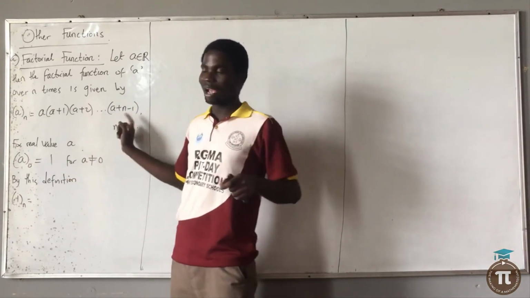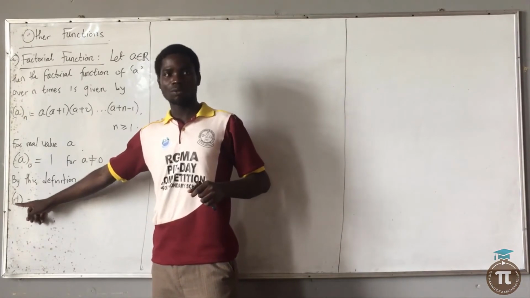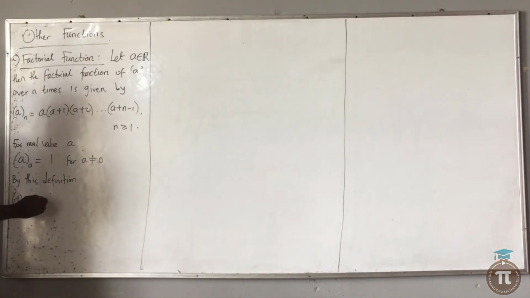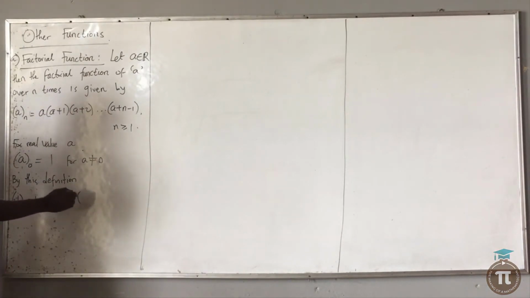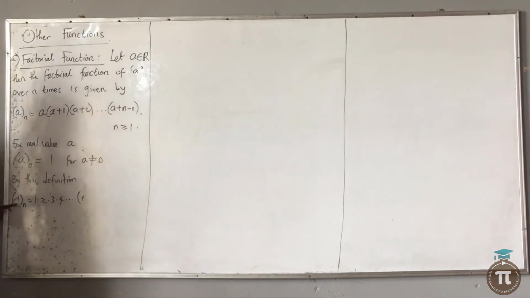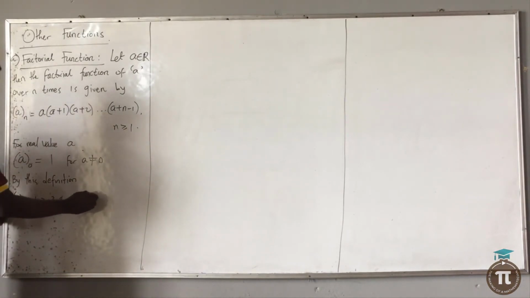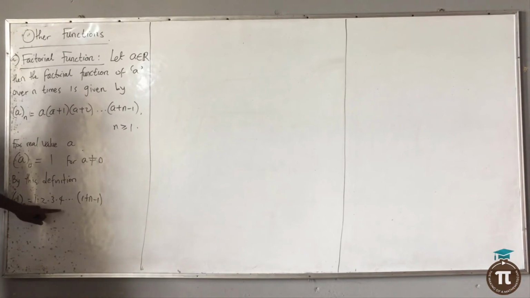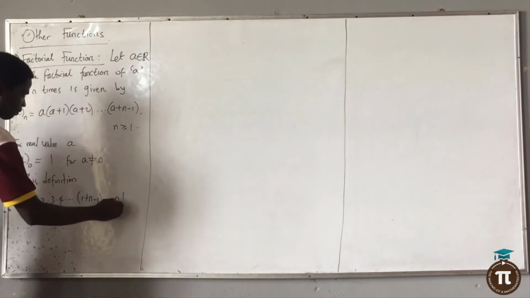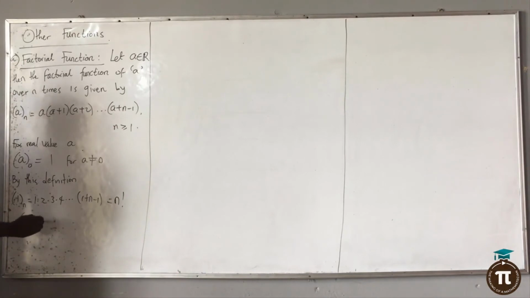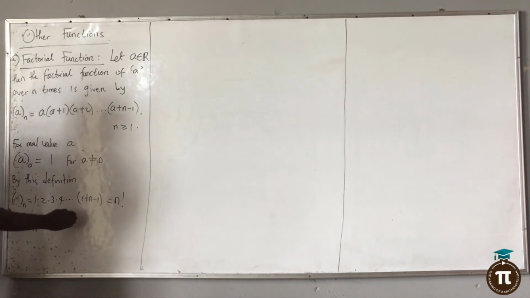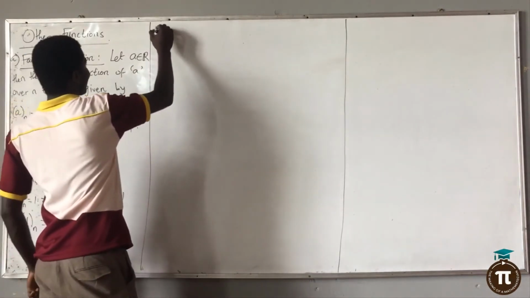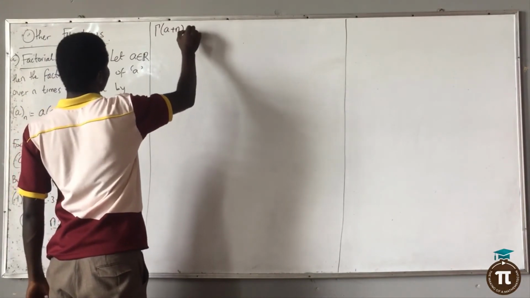Now, by this definition, we have 1 factorial function of 1 subscript n. From this definition, this will become 1 multiplied by 2 multiplied by 3 multiplied by 4 until you get to A, which here is 1 plus n minus 1, and that gives n. So that means 1 times 2 times 3 times 4 until you get to n. The answer is n factorial. So that means 1 subscript n is equal to n factorial. Don't forget, n factorial is gamma of n plus 1.